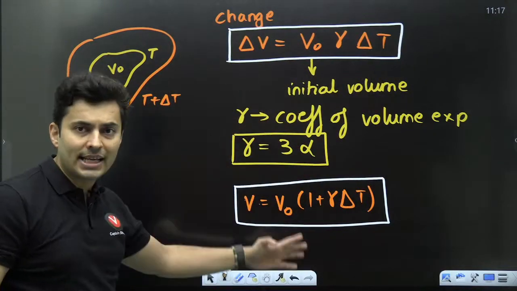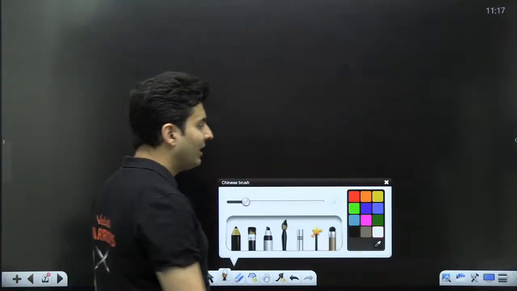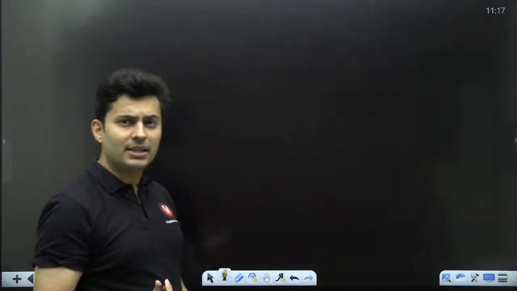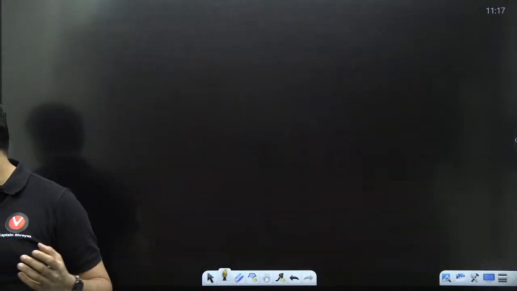Okay, looks very, very identical. Now it so happens that when the volume changes, obviously density will change. So you can get questions on density changes as well. So how to attempt those density change questions?